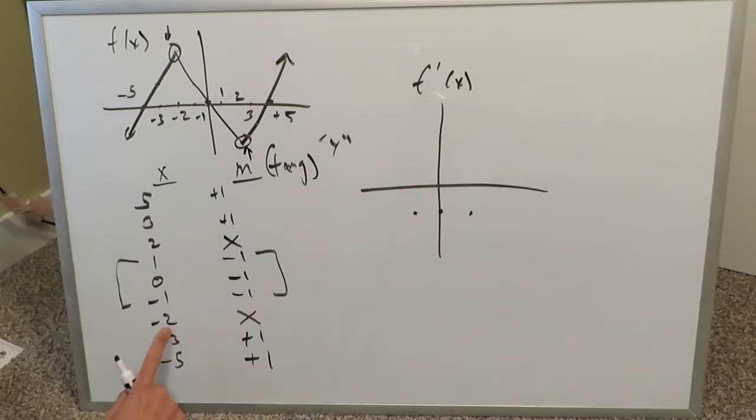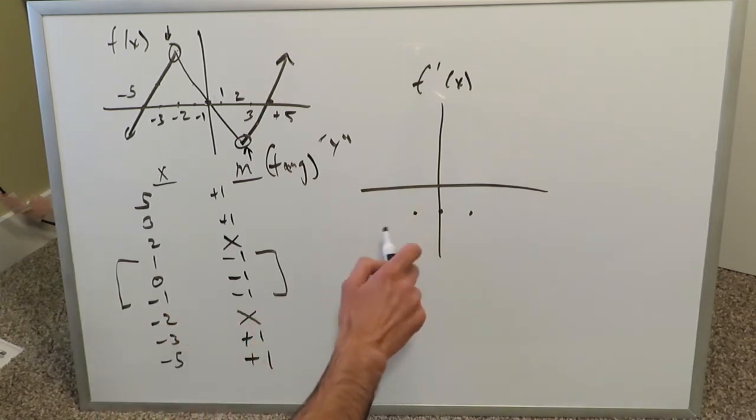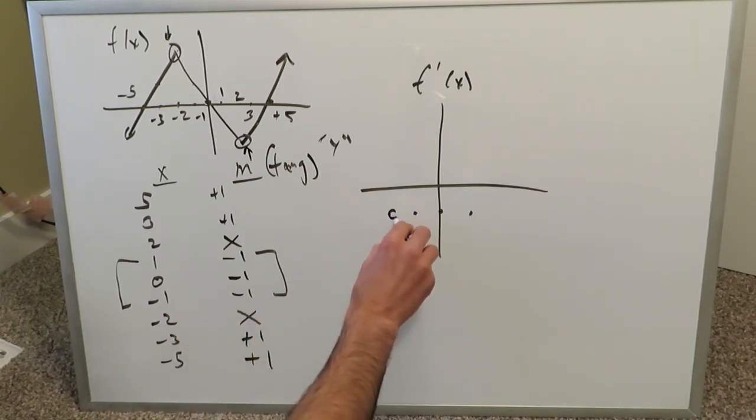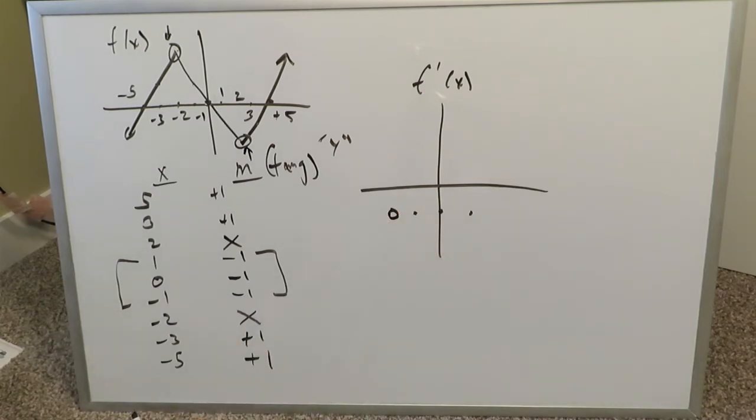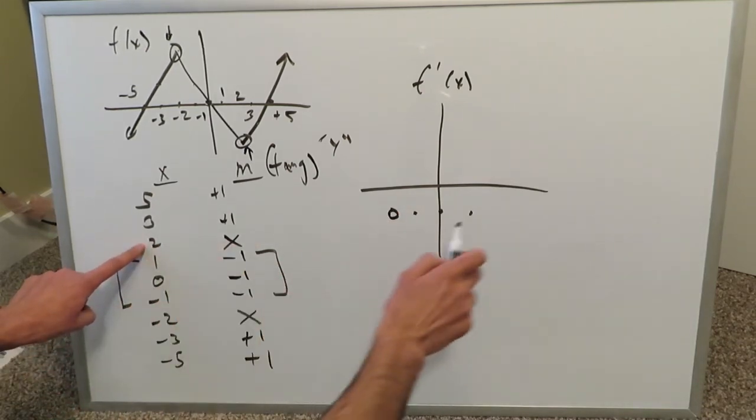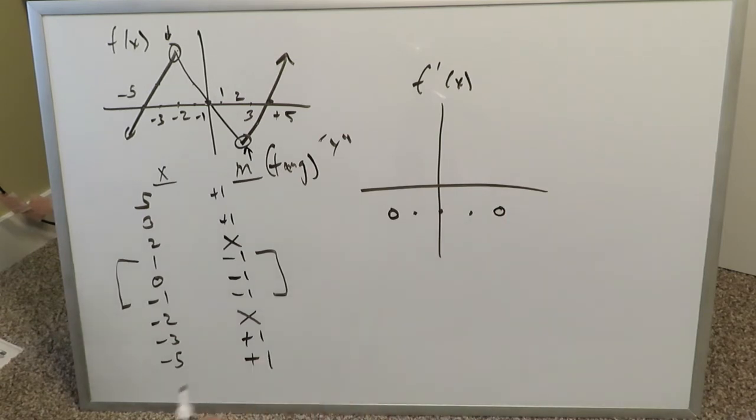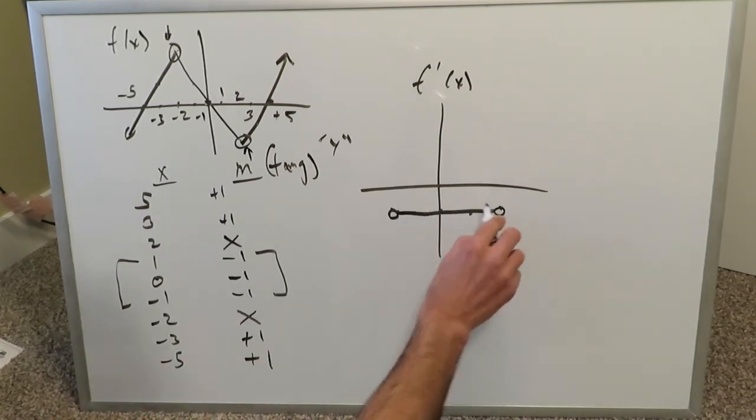And then at minus 2, we have a break. So we'll put a little circle over here because there's a break. At positive 2, we have a break. I'm going to connect these right over here.